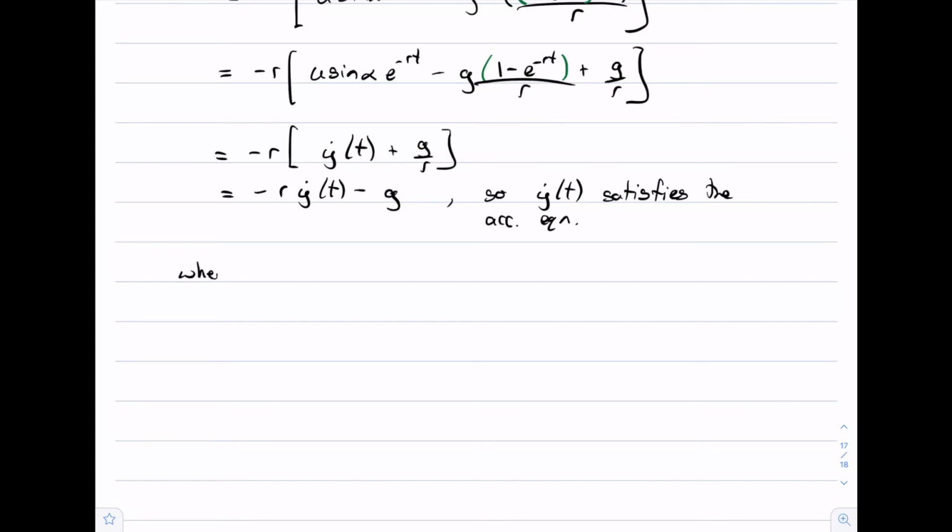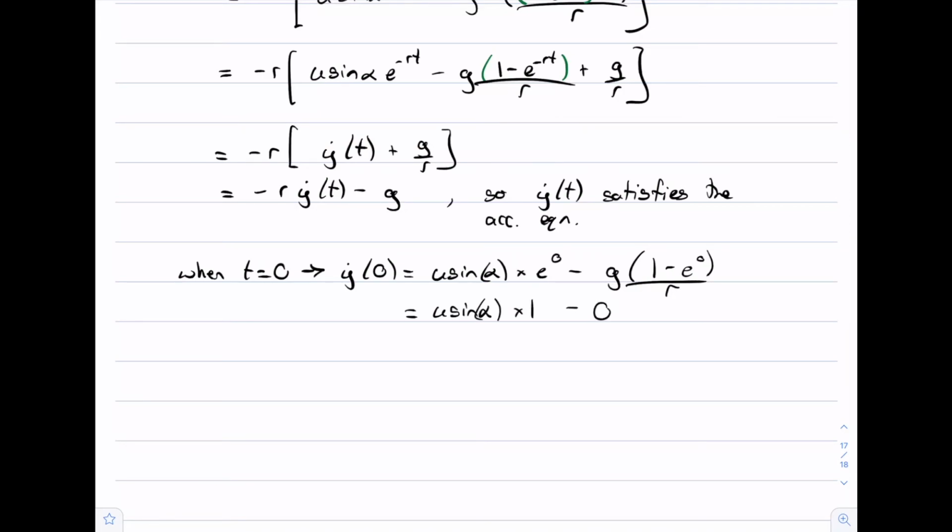So when t equals 0, we've got y dot of 0 equals u sine alpha times e to the power 0 minus g times 1 minus e to the power 0 over r. And so this is u sine alpha times 1 minus 0, which is u sine alpha. Okay, and then that checks out, that satisfies the initial condition. And that's the end of part 3.